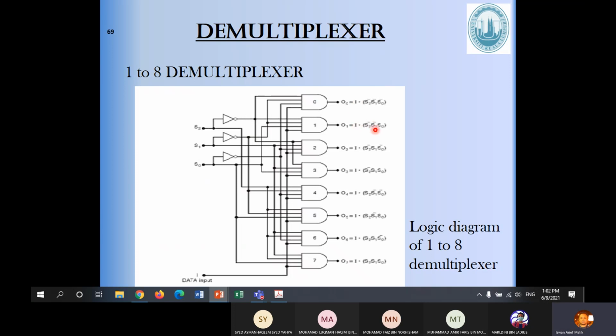Dan ini S1 bar, S2 bar, S0, I. This one S1 bar, S2, S0 bar, I. Sampai last kali S1, S2, S0, I. For last one. So this is the logic diagram lah.